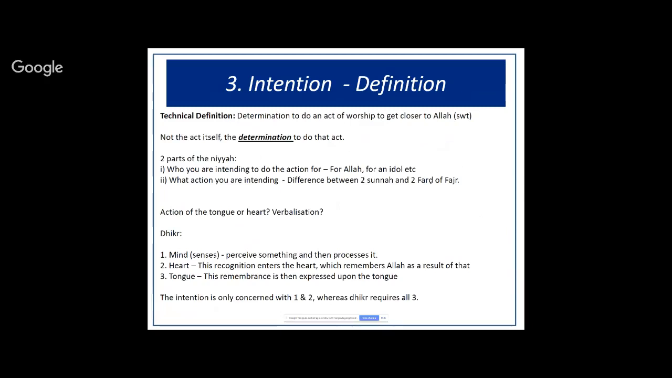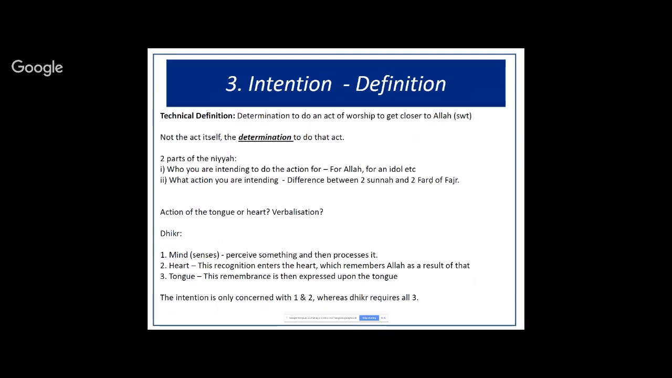So the technical definition of the intention is a determination to do an act of worship to get closer to Allah subhanahu wa ta'ala. So very important, it's not the act itself, rather it's the determination to do that act.